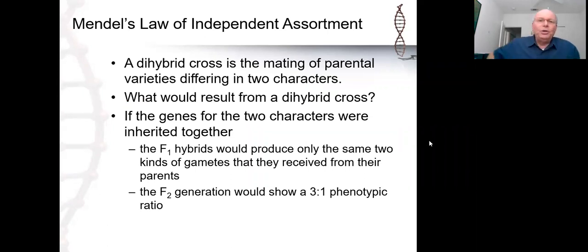So Mendel's other law, called the law of independent assortment, is based on dihybrid crosses. So here he's starting with individuals that are pure breeding for two traits of two characters, hence the term dihybrid. So he started with pure breeding parents that were pure breeding for two dominant traits.